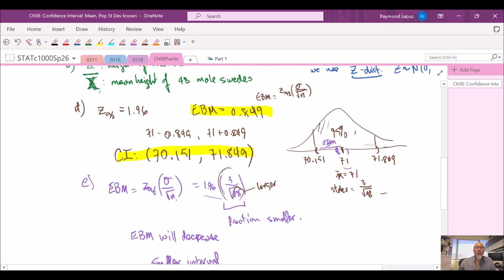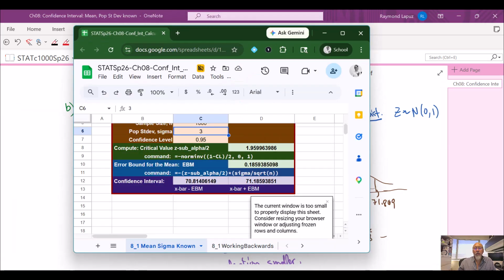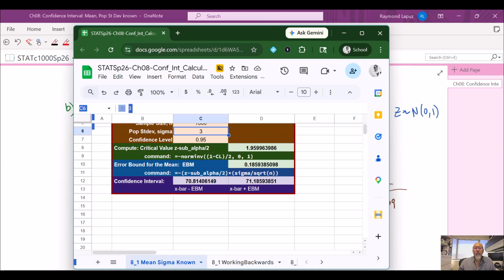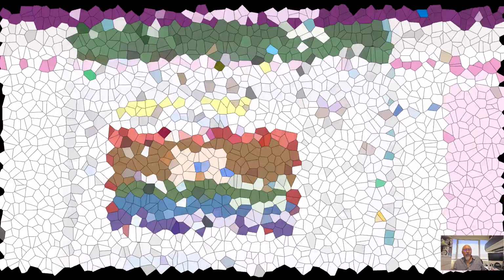Okay, so another fun thing to do with this is to change the different parameters to see what happens to the interval. Like if you change the confidence level, what happens to the interval? If you change the sample size, what happens to the interval? If you change the mean, what happens to the interval, etc. Just so you can play around with it.